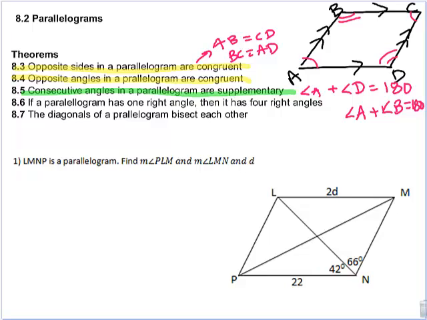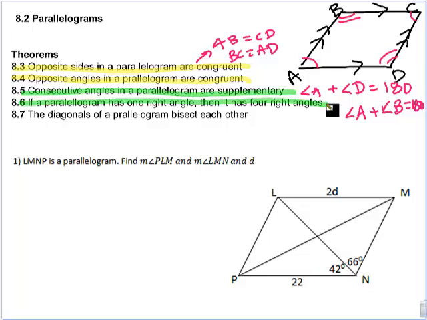Next theorem, if a parallelogram has 1 right angle, then it has 4 right angles. Why would that be the case? One of the angles is right. So let's say angle A has 90 degrees. Why do all the others have to be 90 degrees? Yeah, well, because the consecutive are supplementary, right? So if this one's 90, the one next to it has to be 90. And the one next to it would have to be 90, because the consecutives are supplementary.